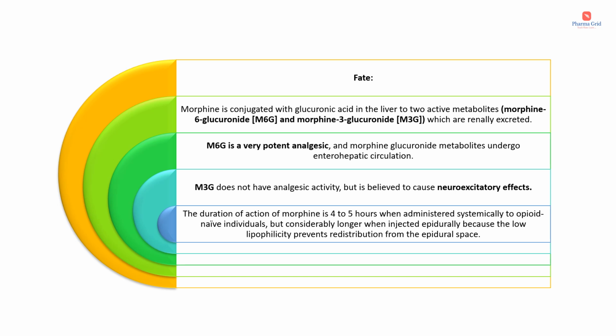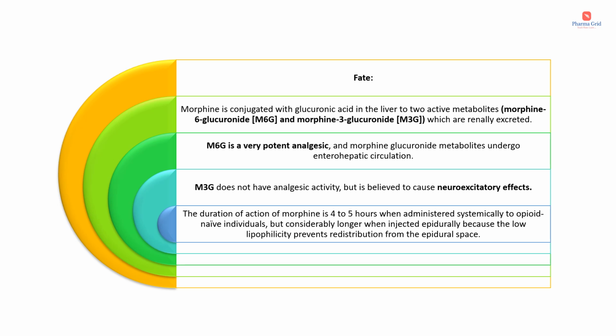Next is the fate, otherwise known as metabolism. Morphine is conjugated with glucuronic acid in the liver to two active metabolites. The two active metabolites of morphine are morphine 6 glucuronide and morphine 3 glucuronide. Both are renally excreted. Morphine 6 glucuronide is a very potent analgesic, and morphine glucuronide metabolites undergo enterohepatic circulation. Morphine 3 glucuronide does not have analgesic activity, but it is believed to cause neuroexcitatory effects. The duration of action of morphine is 4 to 5 hours when administered systemically to opioid naive individuals, but considerably longer when injected epidurally because the low lipophilicity prevents redistribution from the epidural space.